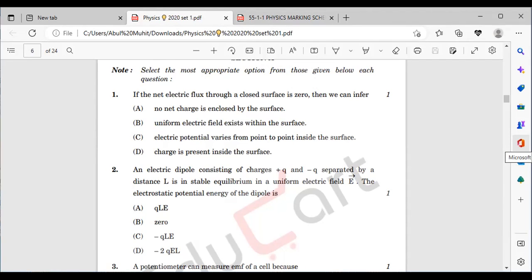Now, so he says electric potential varies from point to point inside the surface and charge is present inside the surface. So what do you think is the right answer? Option B, no net charge is enclosed by the surface. If the net flux is phi equal to Q by epsilon 0. If no charge, no flux. Phi is equal to Q by epsilon 0 or E dot A or E dot S.